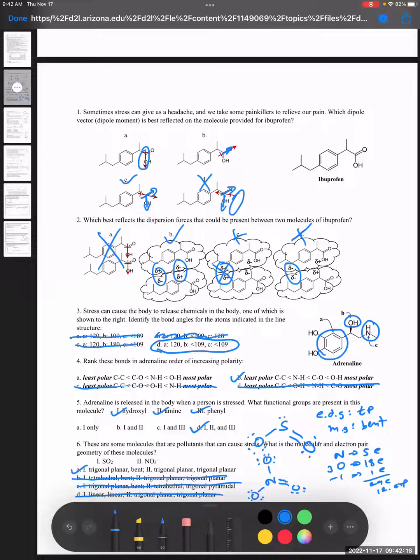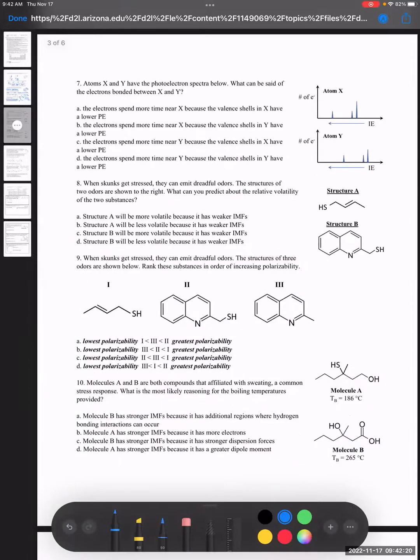All right, moving on to question 7. We are given 40 electron spectra. What can be said of the electrons bonded between X and Y? So here's the X and Y bond, and we see that we have a higher ionization energy for X electrons compared to Y electrons.